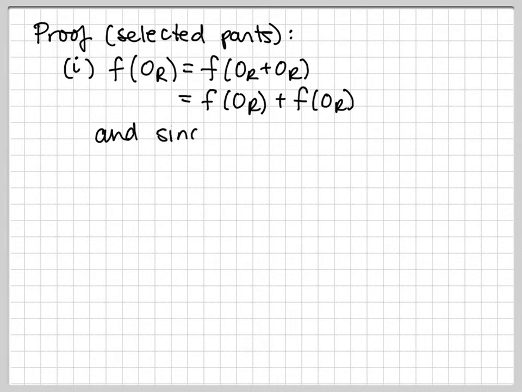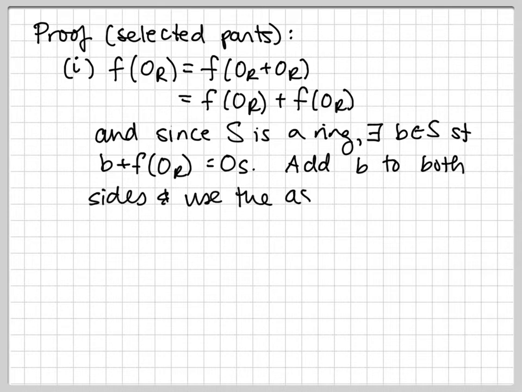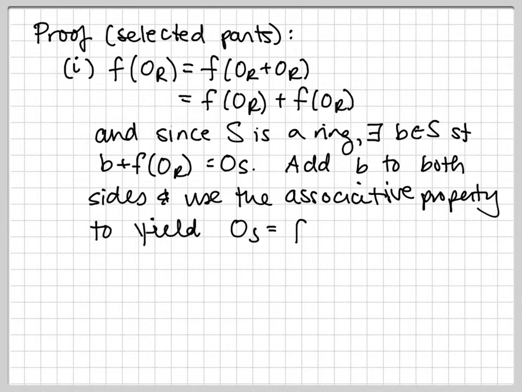And now S is a ring, which means that f of 0, which is an element of S, has an additive inverse. I'm just going to call it B to make the notation less terrible. That means there's something I can add to the element f of 0, which lives in the ring S, to get the 0 of S. And if I add that to f of 0_R and then f of 0_R plus f of 0_R and use the associative property, I'm able to cancel off an f of 0_R from each side.